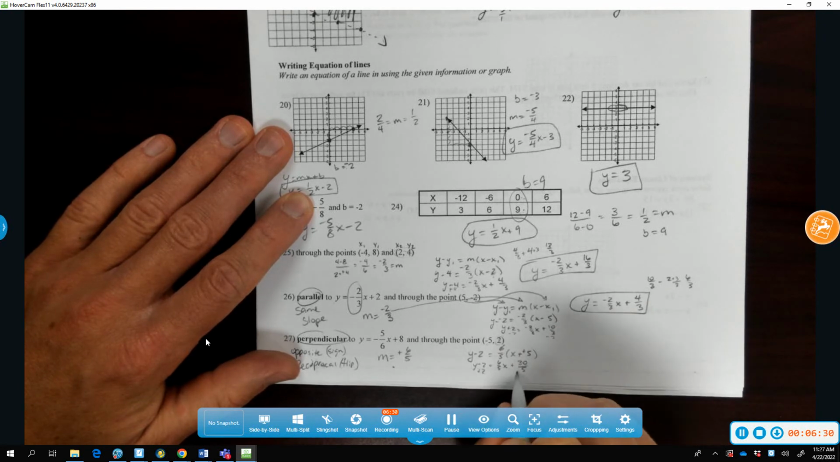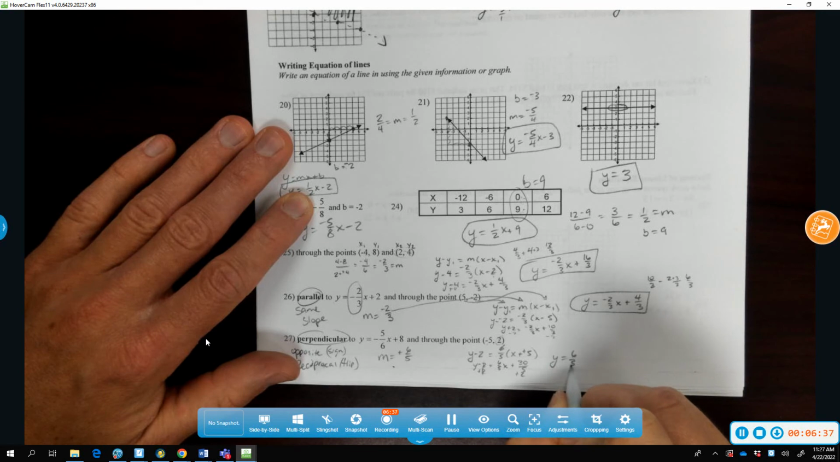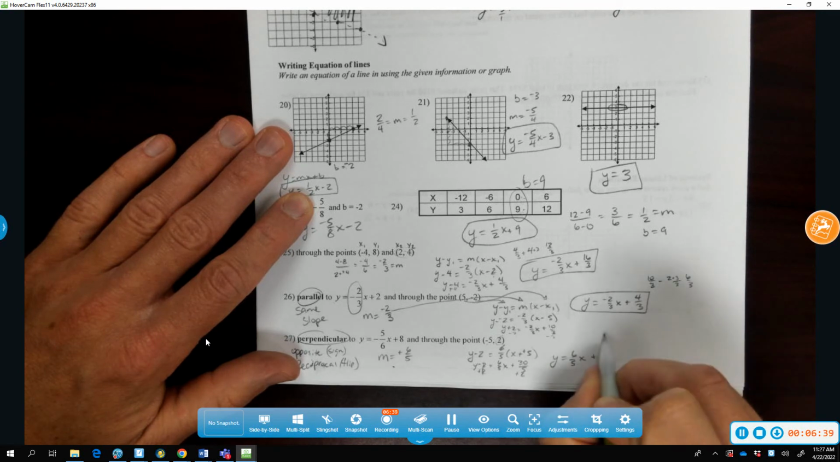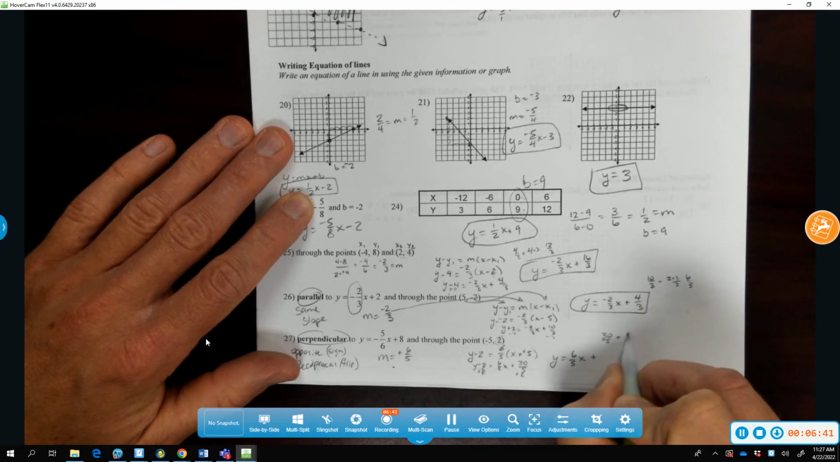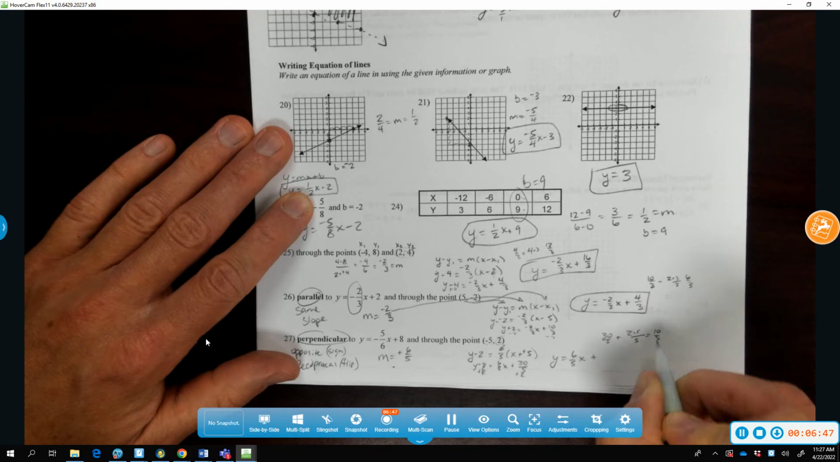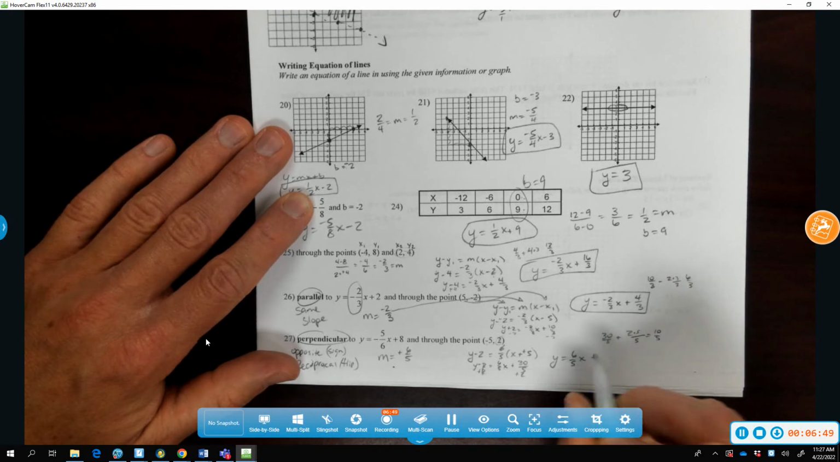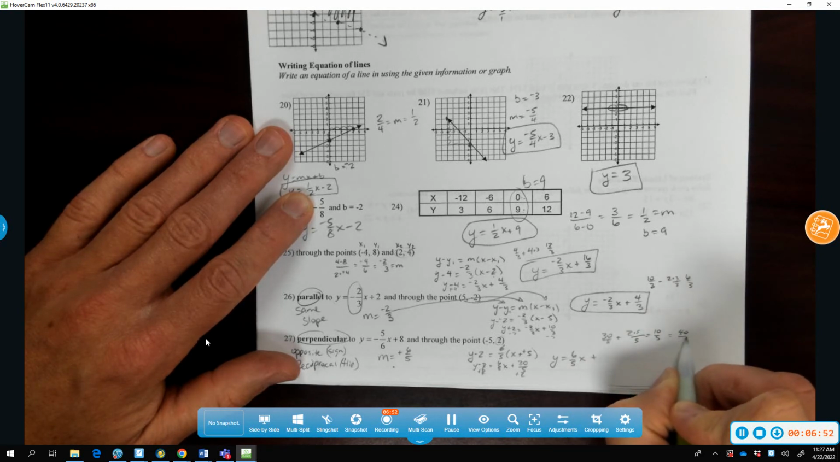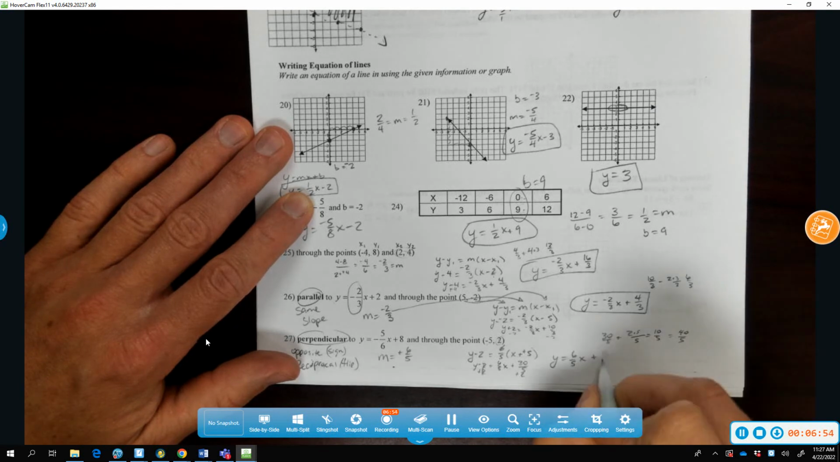Last step, we're going to add 2 to both sides. So we get y equals 6/5 x plus, and now we've got 30 over 5, and we're adding 2 to it, so we need to make it a common denominator of 5. So we're going to multiply by 5 on the top and on the bottom. So it's going to become 10/5. So 30 plus 10 is going to be 40 over 5. 40 divided by 5 is 8.